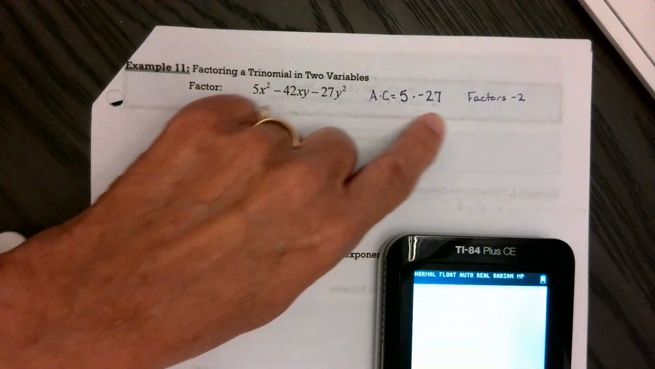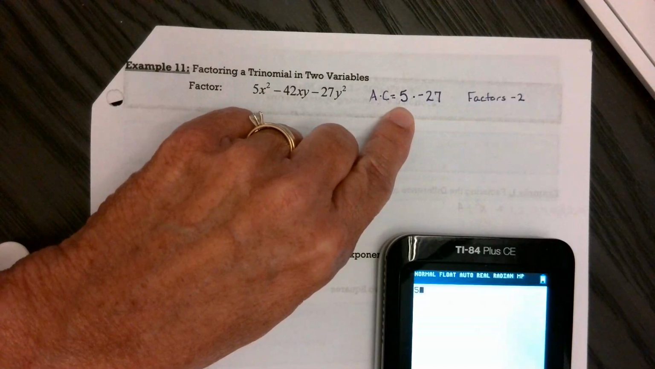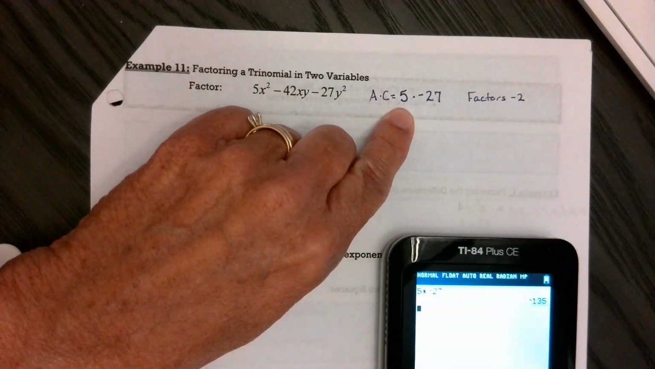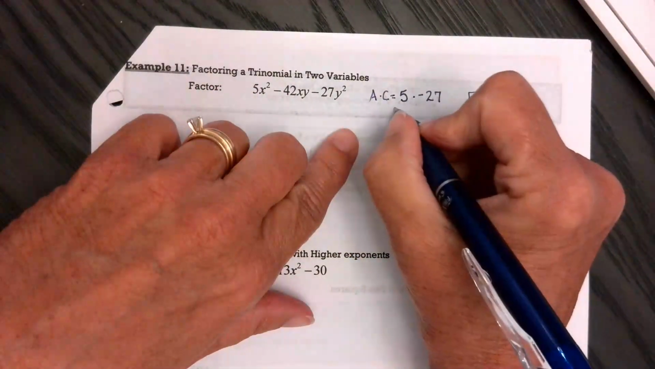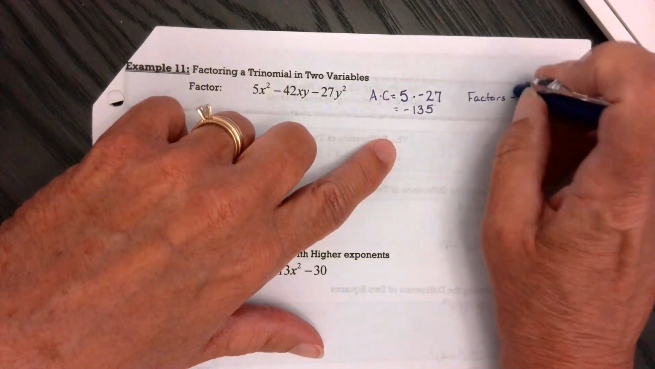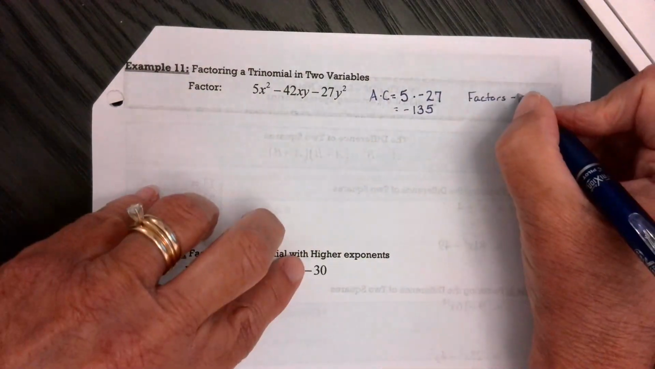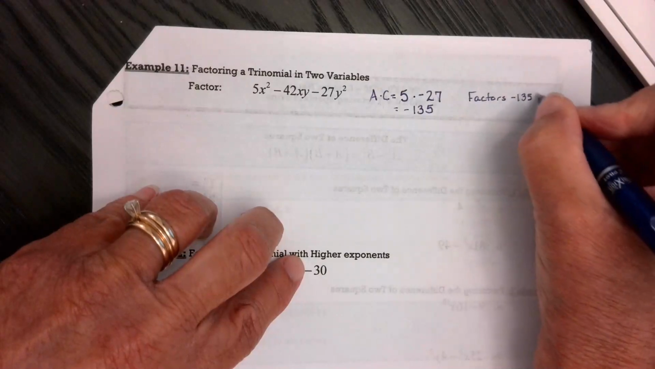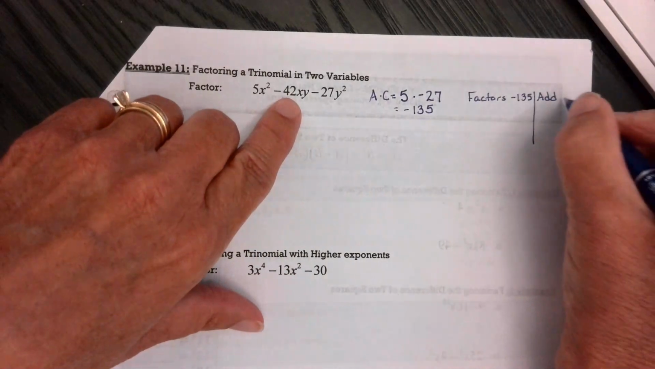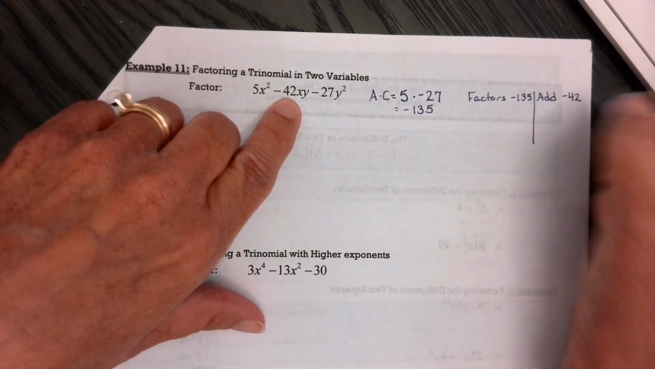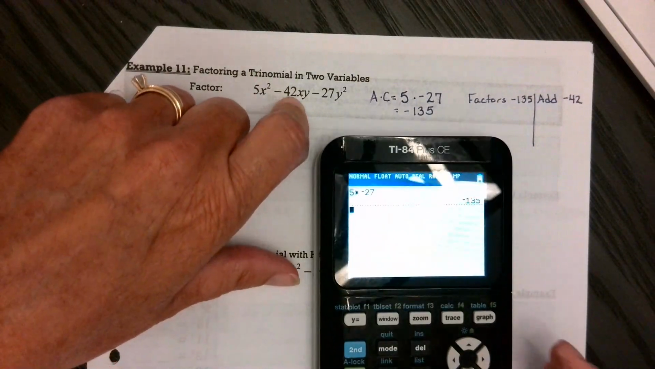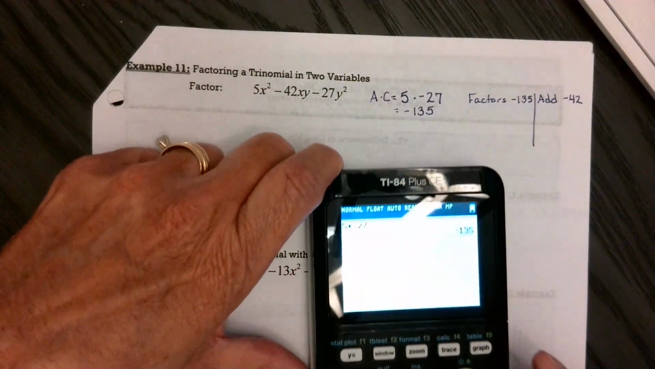So, 5 times negative 27, and that gives us negative 135. So what I'm going to do is I want to find my factors of negative 135 that add to give us negative 42. Okay? So I don't really know my factors of 135. I know 5 goes into it because it ends in a 5.